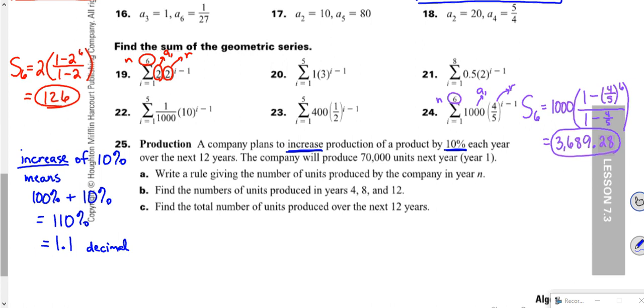That's 110% or 1.1. So my big hint or tip here, this right here would be your A1 because it would produce 70,000 units in year 1. So that's your A1. Your R is going to be 1.1. That was the increase of 10%. So that's my hint on those. So I'll leave the rest to you. Again, this will all be posted along with the key if you want to check yourself, but this concludes section 7.3.